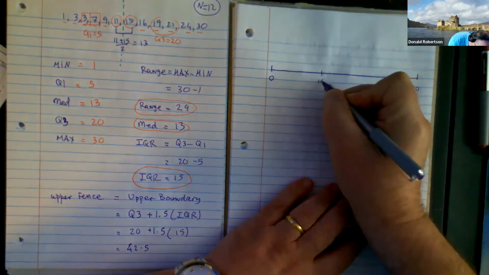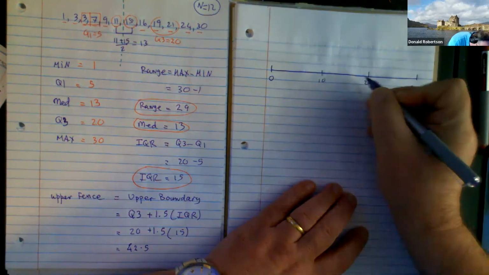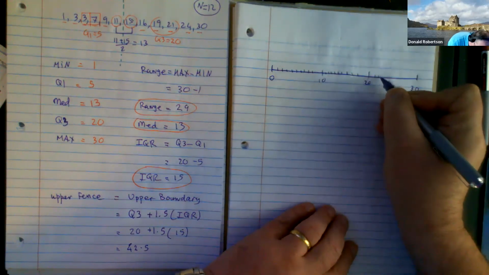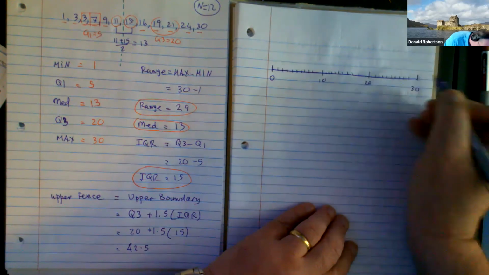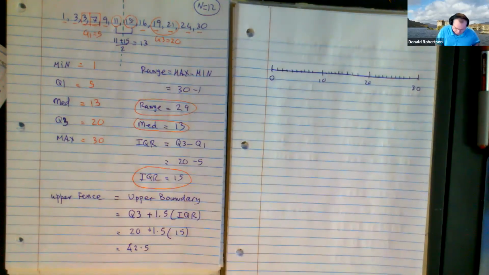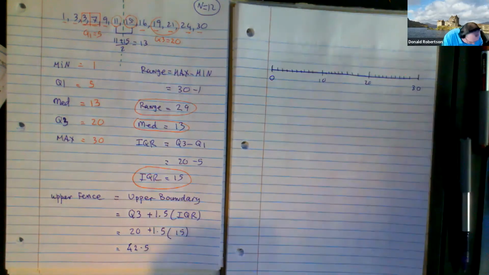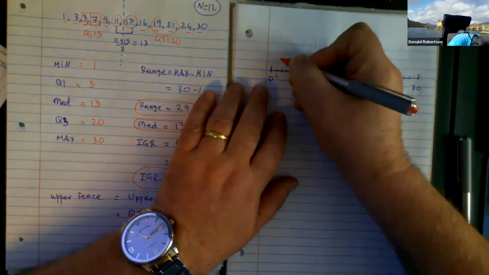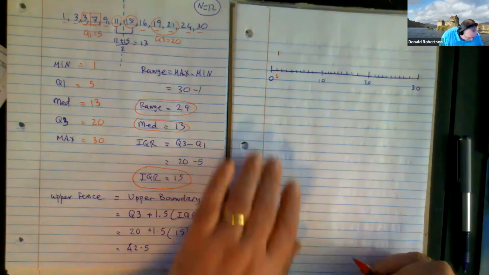So that's going to be 10, that's going to be 20. So 1, 2, 3, 4, 5, 6, 7, 8, 9, 10. Obviously, square paper would be a much better idea. And the minimum is 1, and you put a little mark there at 1.